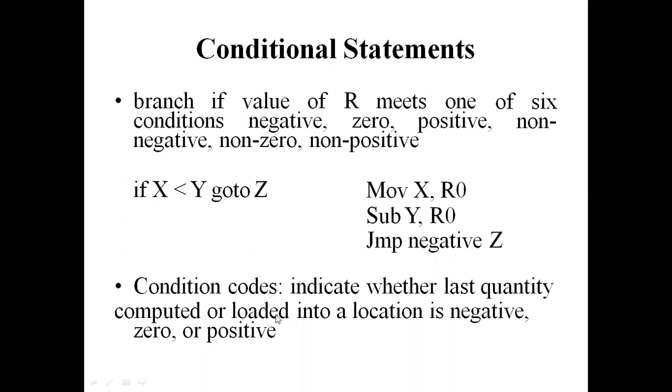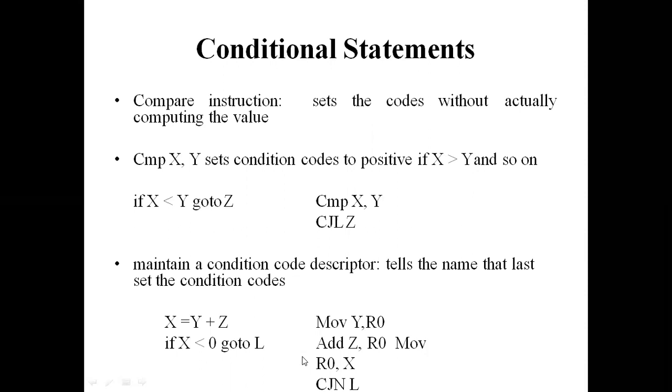So here we are forming the branches. If it is in condition codes, it indicates whether the last quantity computed or loaded into the location is negative, zero or positive. And when using compare instructions, how do we write the code sequence? For example, compare x, y is the instruction we need to use, along with the set condition instruction. It always sets the condition code without actually computing the value. So it is positive if x is greater than y, and so on. For the same code, here I am writing the code sequence: if x < y goto z.